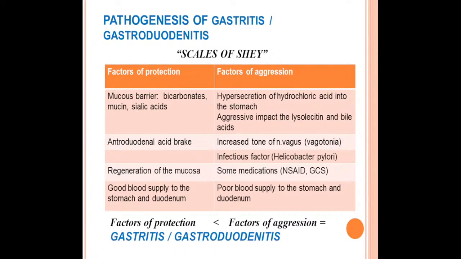And the resume of this slide. On the low side of the slide, I write factors of protection low, factors of aggression high, and this provokes gastritis and gastroduodenitis. This scheme, the same as the scales, may help you to understand the pathogenesis. Peptic ulcer too.